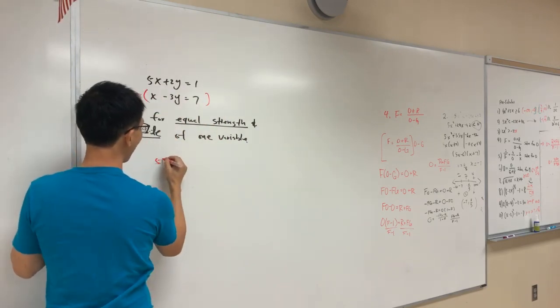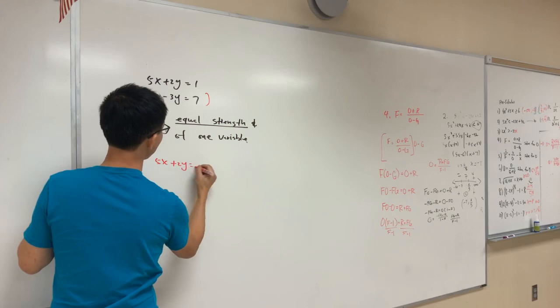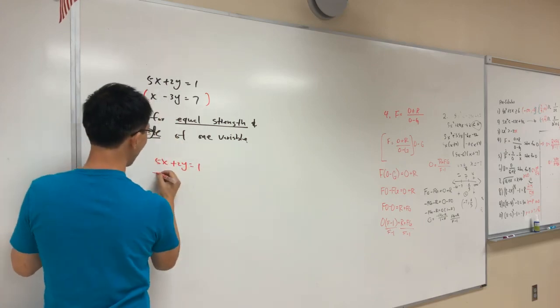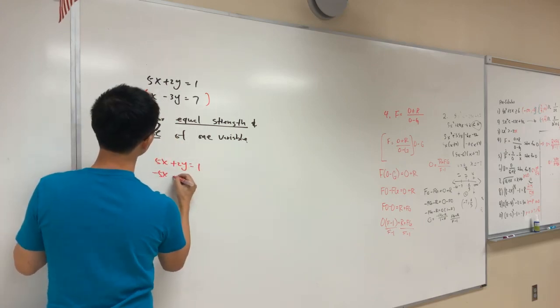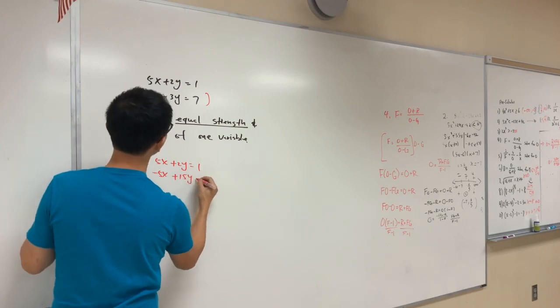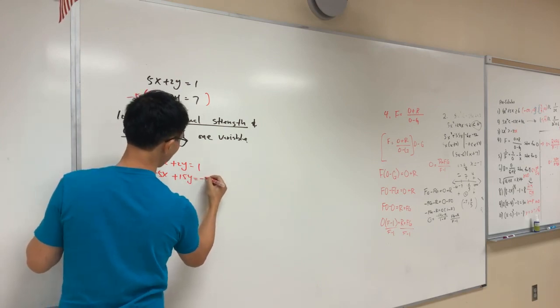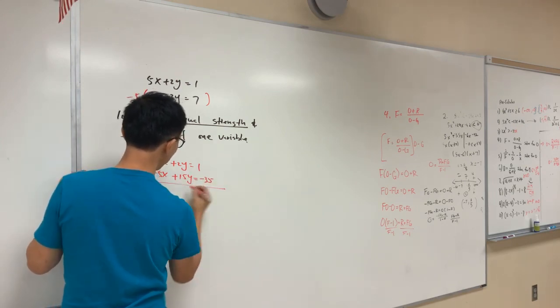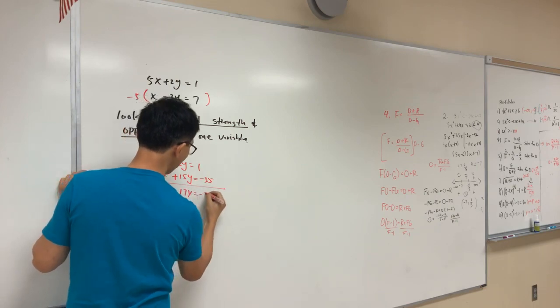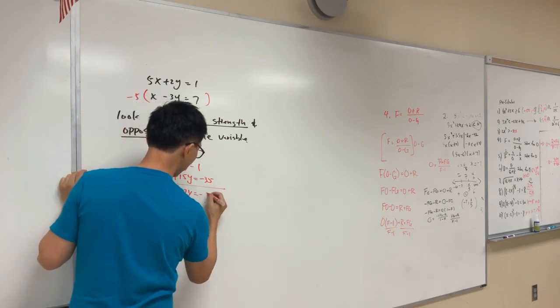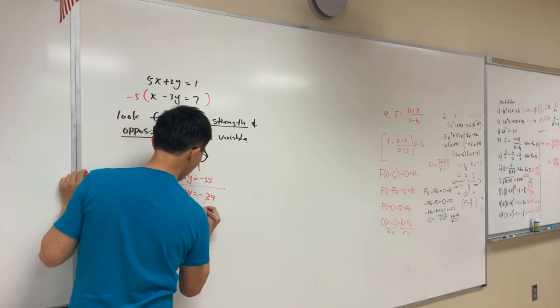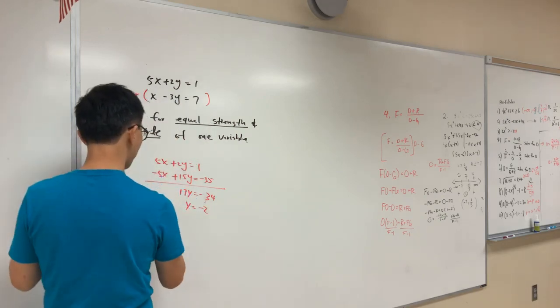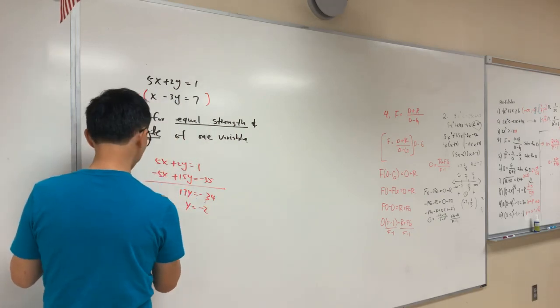So then I have 5x plus 2y is equal to 1. And this one is going to be negative 5x plus 15y is equal to what? Negative 35. And if you solve it, 17y equals negative 34, and y is equal to negative 2. And then you're going to get the same answer, x is equal to 1.